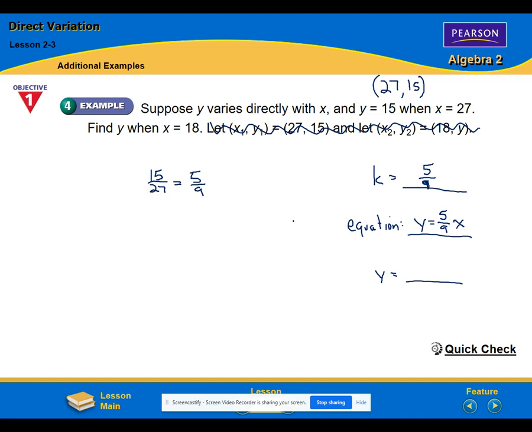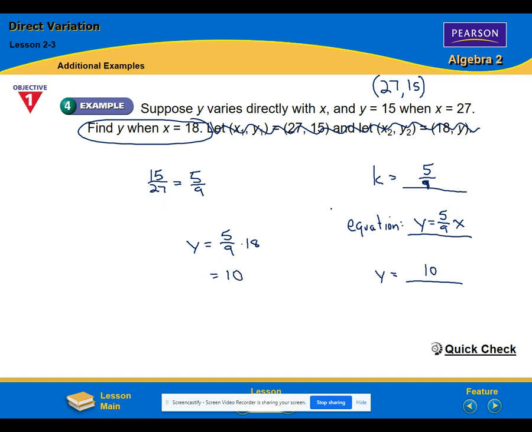And then, again, what we really need you to be able to do is this. Take that equation and answer this question. Find y when x is 18. y equals 5/9 times 18. Well, that would be 10.